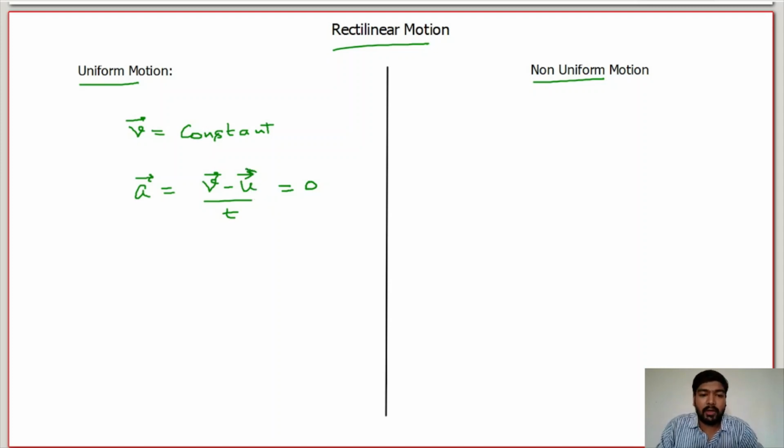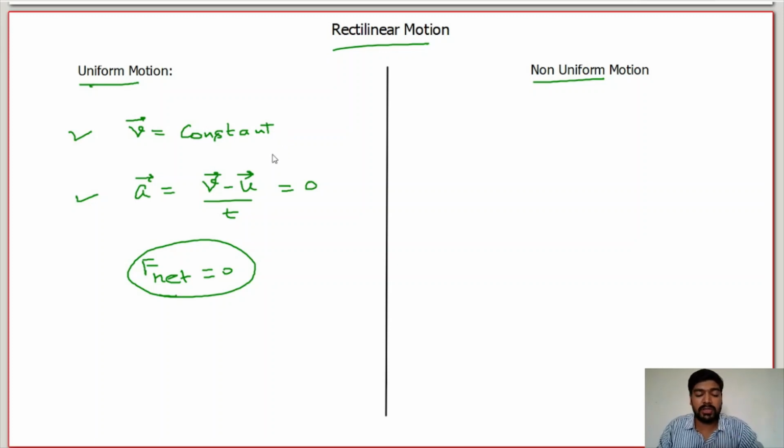Okay, when the final velocity and initial velocity are equal, this difference will be 0, so acceleration will be 0. So in the case of uniform motion, velocity will be constant, that means acceleration will be 0, and in this case we can say that the net force on the body is 0, as what we have seen in the first law of motion. If the body has a uniform motion, that means no force is applied. If our body is at rest, that means no force is applied.